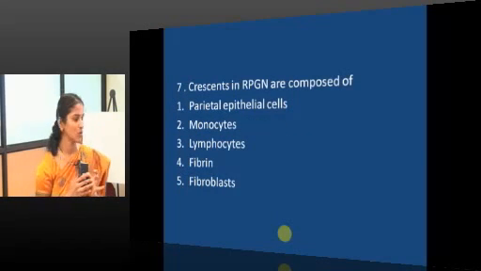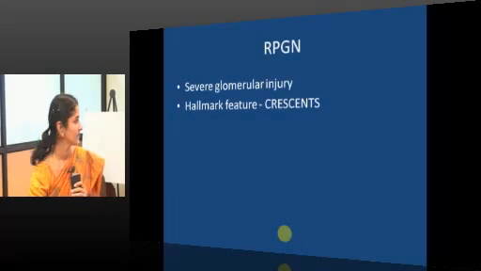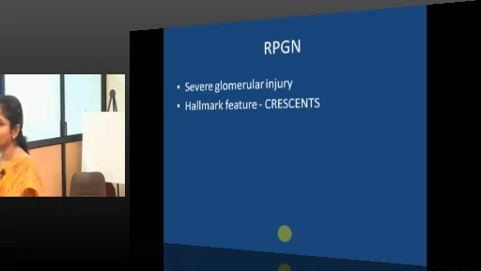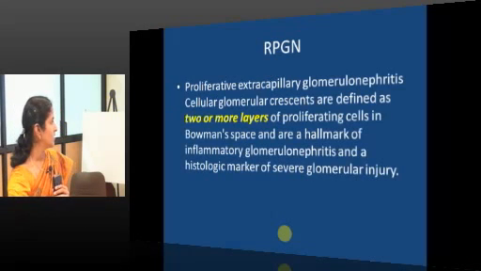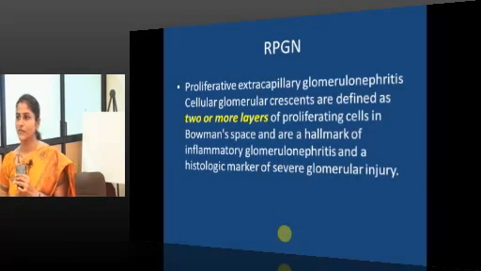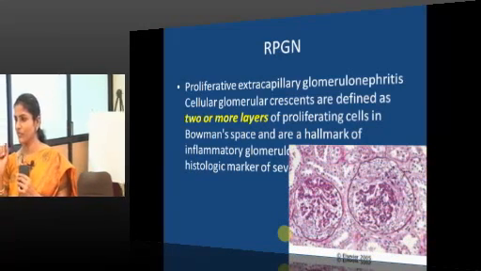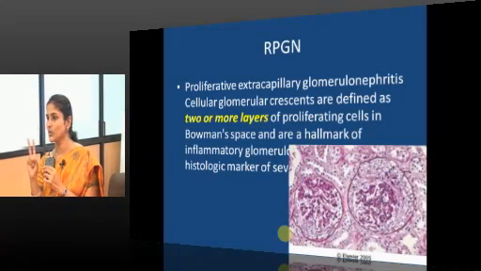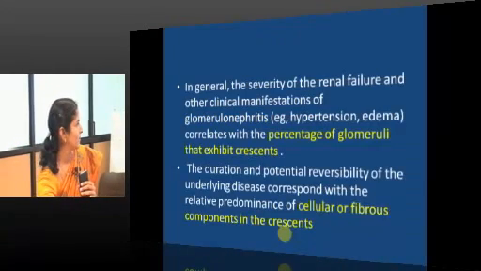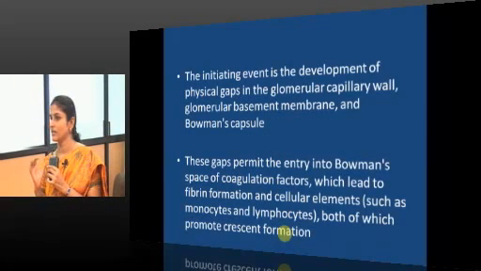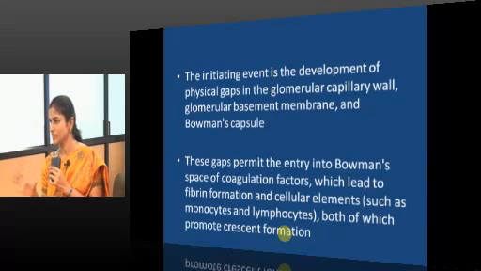Crescents in RPGN are composed of... So, 2 important features of RPGN: the renal failure is rapidly progressive. Second, the hallmark feature will be the presence of crescents. So, it is an example of proliferative glomerulopathy where there are crescents, and to define a crescent it should have more than 2 cell layers of proliferation, and the prognosis is going to depend on the number of glomeruli showing the presence of crescents.